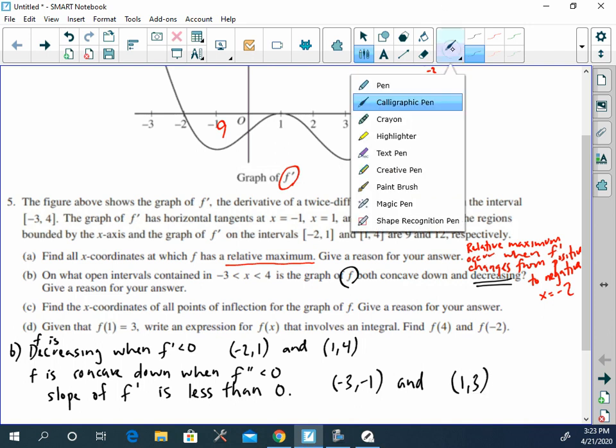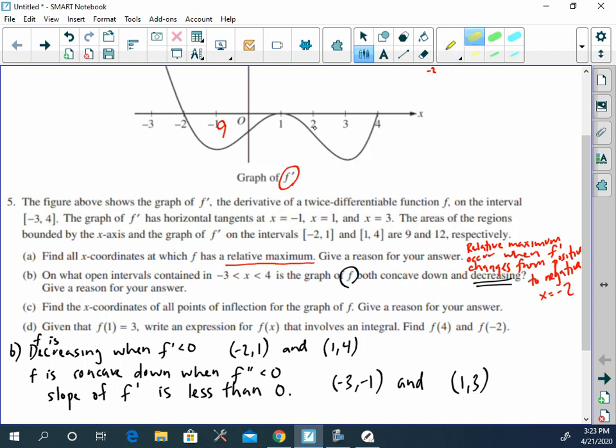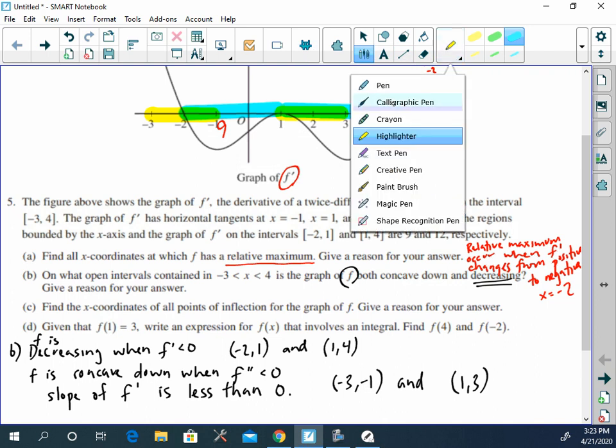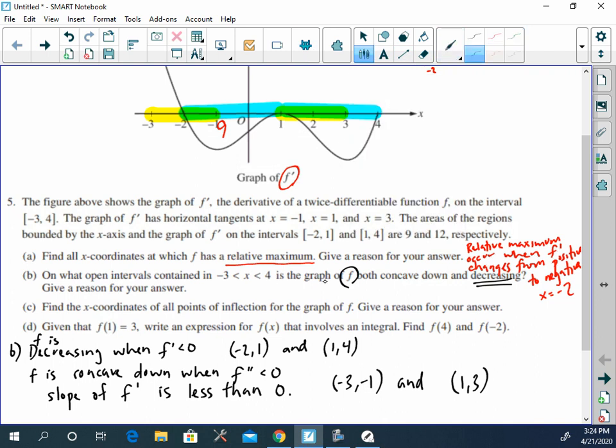So if I'm highlighting this, because sometimes it's still easy to get confused, I know from here to here, it's concave down, and from here to here, it's concave down. And then I know it's decreasing from -2 to 1, and from 1 to 4. So the question is asking, when is the graph both concave down and decreasing?